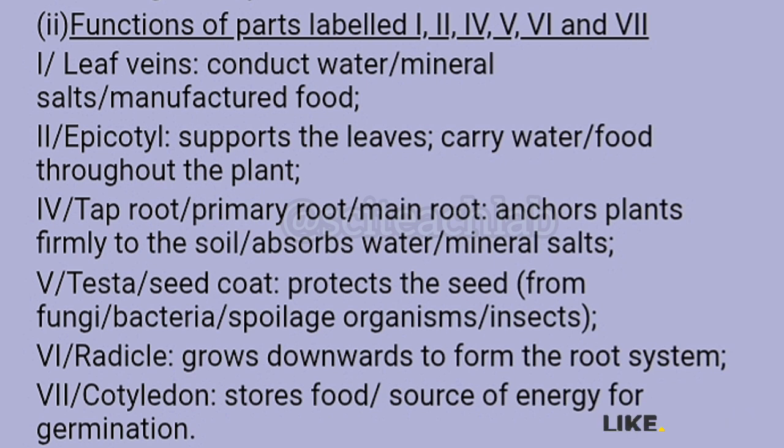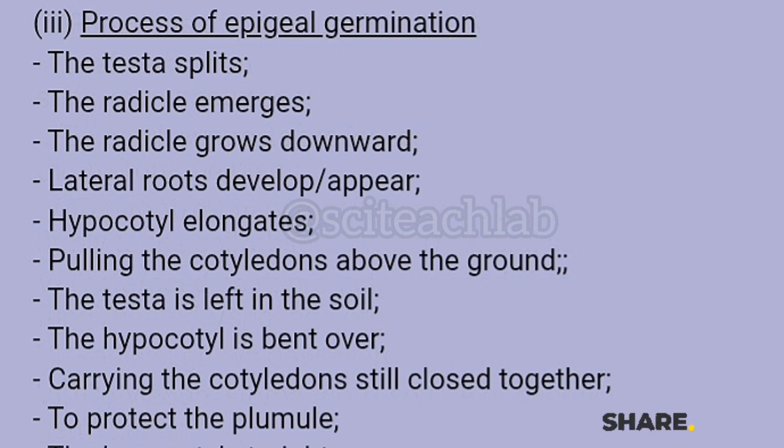Okay, so I want to explain how the germination takes place, and I've already said the type of germination is epigeal germination. All right, so how does this germination take place? The tester will split. The tester splits and the radicle will emerge. The radicle then grows downward. The lateral roots develop or appear.